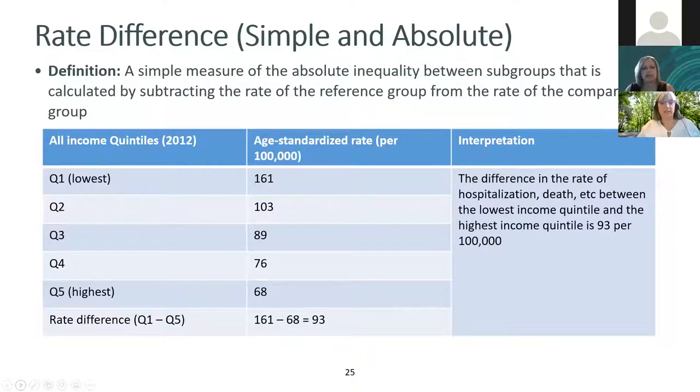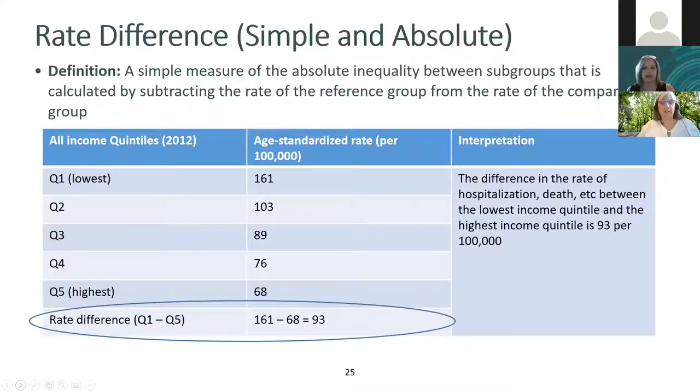The rate difference is a simple measure of the absolute inequality between subgroups that is calculated by subtracting the rate in the lowest versus the highest income quintile. And in this example, we get a number of 93, which simply means that there's a difference in the rate of whatever it is you're measuring between the lowest and highest income quintile of 93 per 100,000. Next slide.